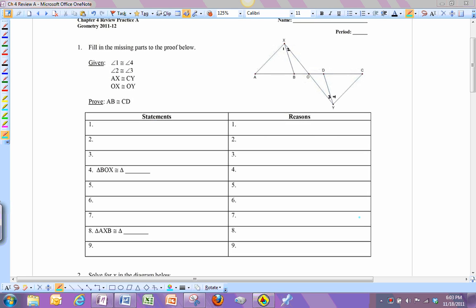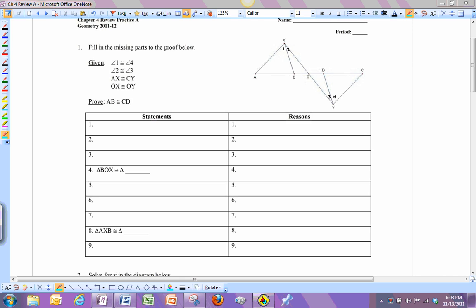Alright, so in this video we're going to look at the Chapter 4 review, Practice A sheet, number 1, this long proof here. Now in the proof, I give you a couple of hints even though it doesn't look like a lot. In Step 4 and Step 8, we're told what triangles to aim for here, so that's actually quite a bit of info.